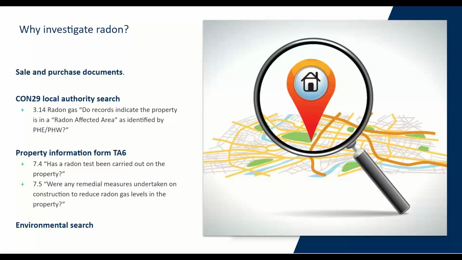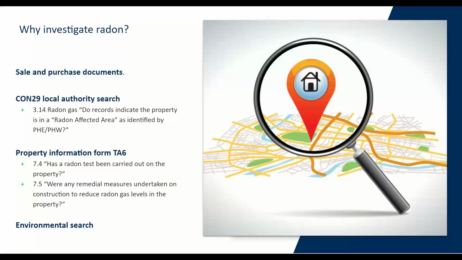The TA6 covers the following in sections 7.4 and 7.5. So 7.4 says, has a radon test been carried out on the property? So it's a simple yes or no tick box. And if yes, a copy of the report is requested, as well as asking if the test result was below the recommended action level. And then you've got 7.5, which asks were any remedial measures undertaken on construction to reduce radon gas levels in the property.